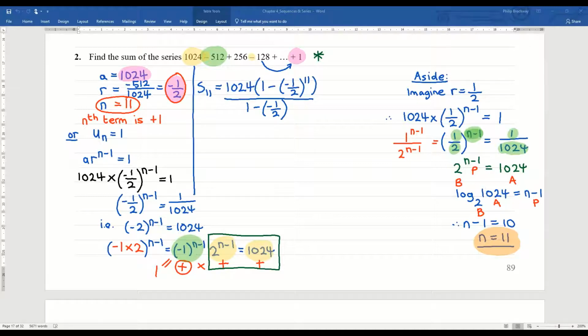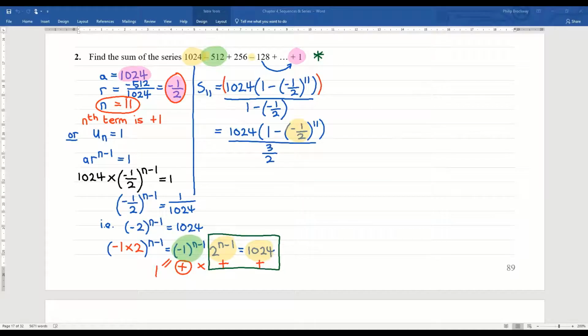Right, let's tidy this up a tiny bit. So we're going to have 1024 multiplied by 1 subtract (-1/2)^11, and that's going to be divided by, well, 3 over 2 essentially. All right, just to finish off.